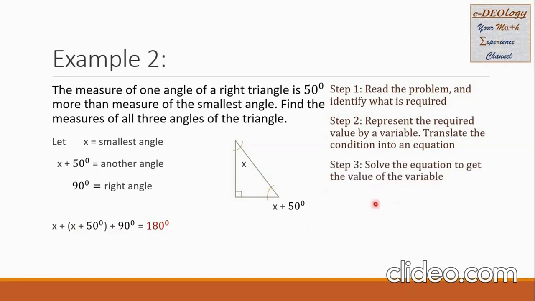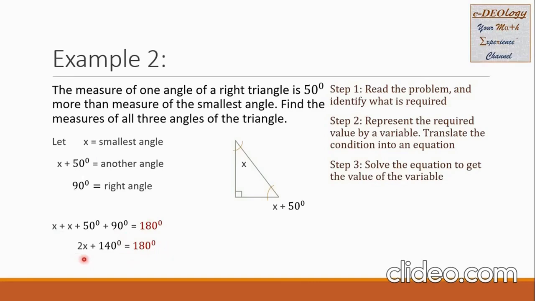Step 3, we will solve the equation to get the value of the variable. So let us simplify this. First, let us remove the grouping symbol. Since it is preceded by a positive sign, we can remove the grouping symbol right away. It will be like this now, where we can now combine the x and x, also the 50 degrees plus the 90 degrees. We have now 2x plus 140 degrees equals 180 degrees.